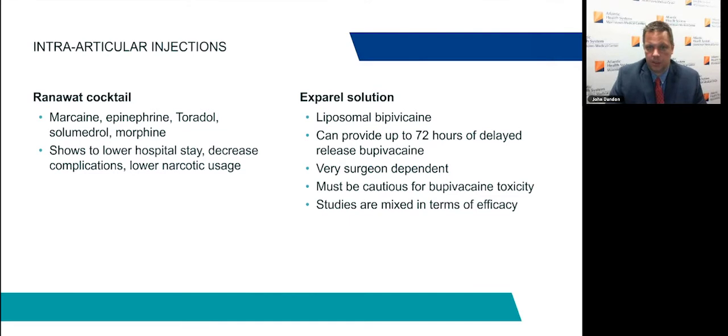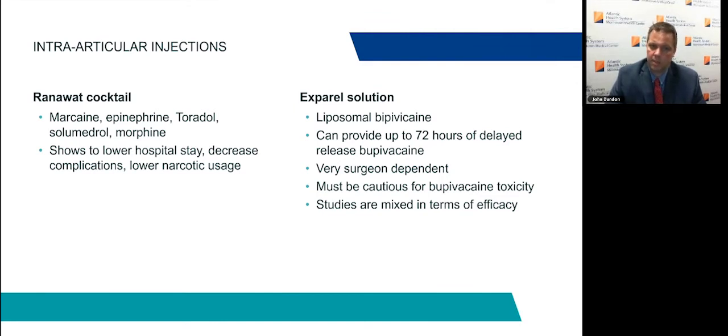And then intraarticular injections. This is another huge thing in trying to get people home the same day. If you're going to get them home the same day, you've got to keep the narcotics down. If you can't keep the pain levels good and the narcotics down, people will never make it. So a Ranawat cocktail from HSS is something that I use. It's a Marcaine, epinephrine, Toradol, Solu-Medrol, morphine mix. It's great in providing that first 8 to 10 hours of anesthesia for people as they're first getting up while some of the other things are going. It's definitely been proven to show shorter recovery room times, hospital stays, lower narcotic usage, and decreased complications. So something that's easy, quick, and it's absolutely a no-brainer.